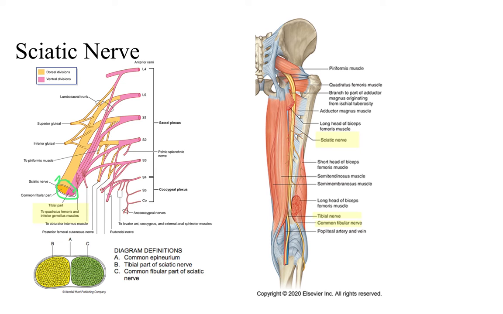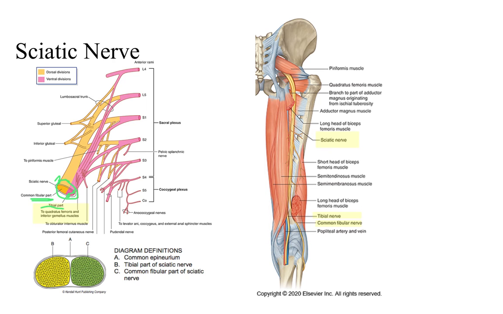We can also divide it functionally. So, the dorsal division we can also refer to as the common fibular part, and that right there tells you that it's going to go down the lateral portion of the leg, whereas the pink here, the ventral division, is also known as the tibial part. So that's going to tell you it's going to go down the posterior medial part of the leg.